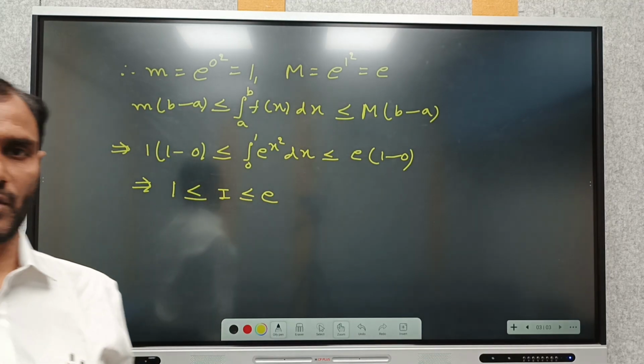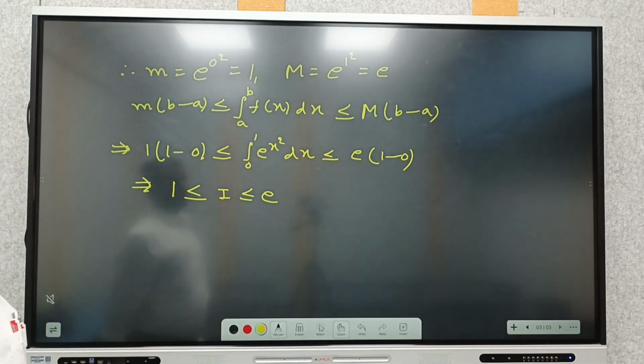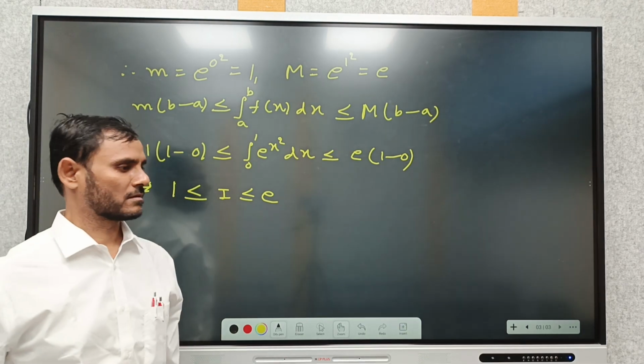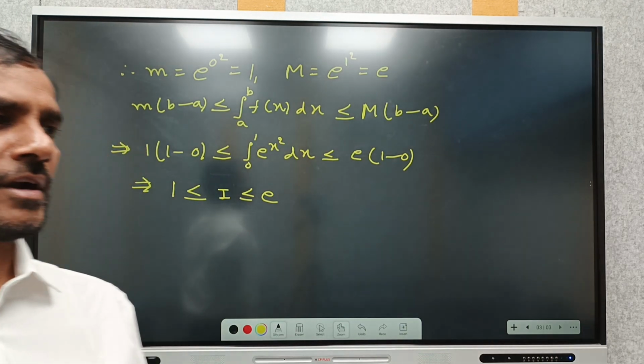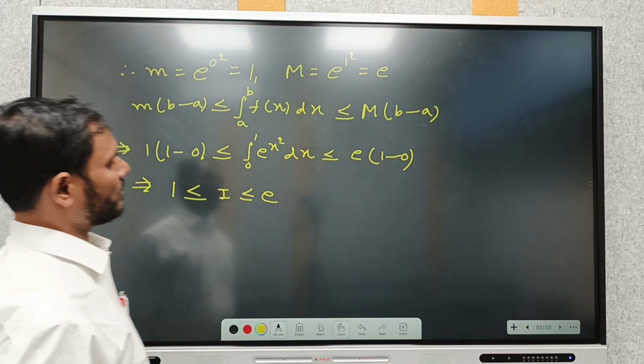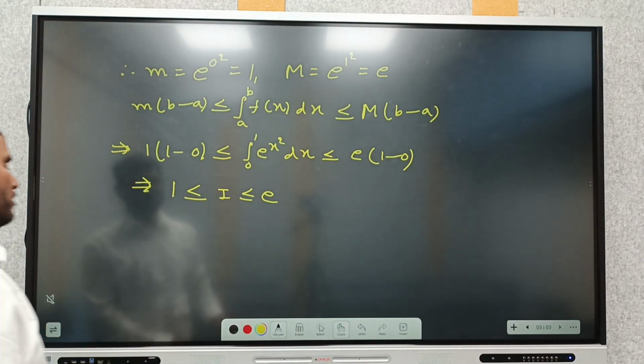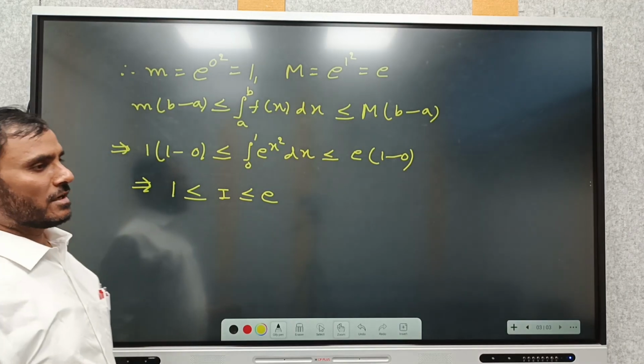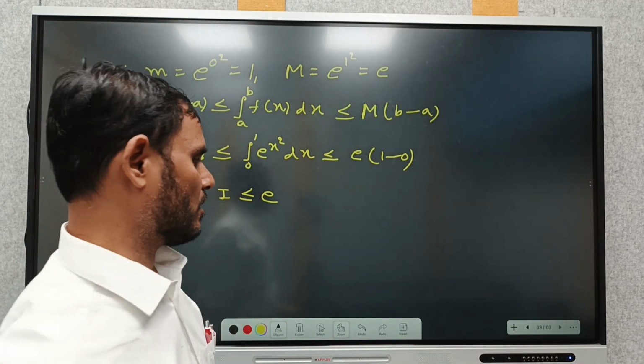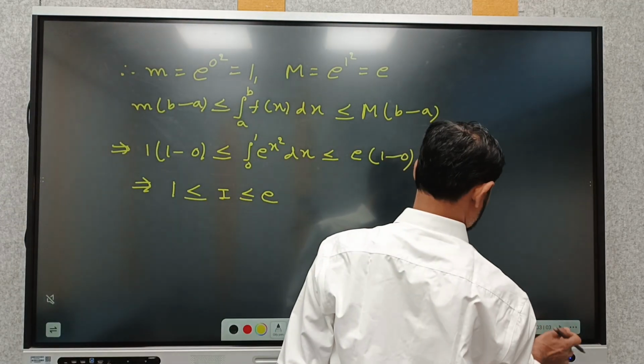This is a rough bound, but if we want tighter bounds, then what should we do? We use the expansion formula of e to the power x.